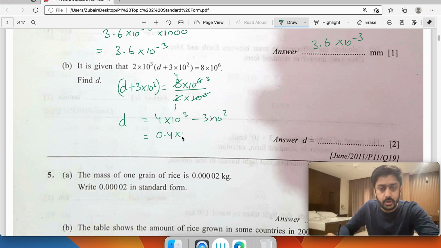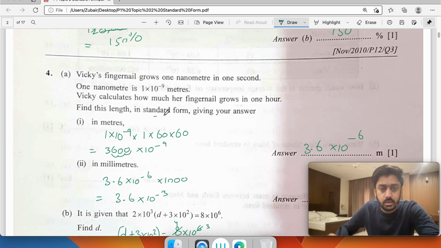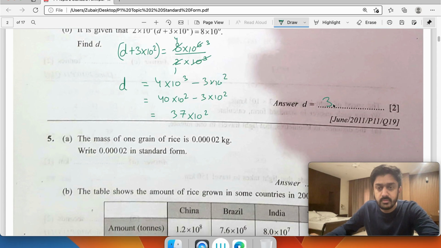0.4 into 10 raised to power 2 minus 3 into 10 raised to power 2. Now you take out the powers. Sorry, this is 4. We need to make the powers same. So 40 into 10 raised to power 2 minus 3 into 10 raised to power 2. 40 minus 3 is 37 into 10 raised to power 2, and in standard form that is 3.7 into 10 raised to power 3.